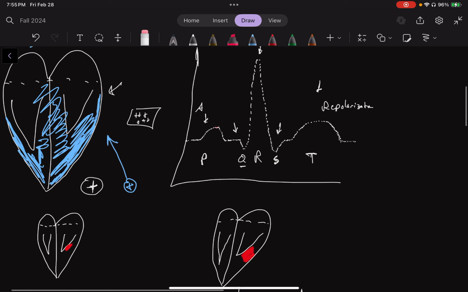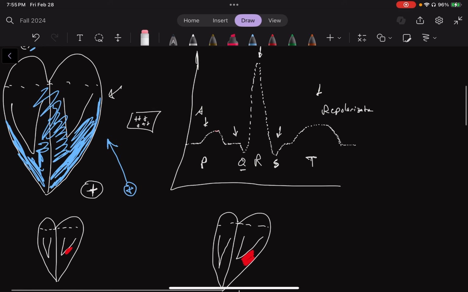Now, there can be some problems that develop in your heart, especially if the heart becomes hypoxic, right? And that can be caused by a variety of factors. Maybe the coronary arteries that come up out of the heart.